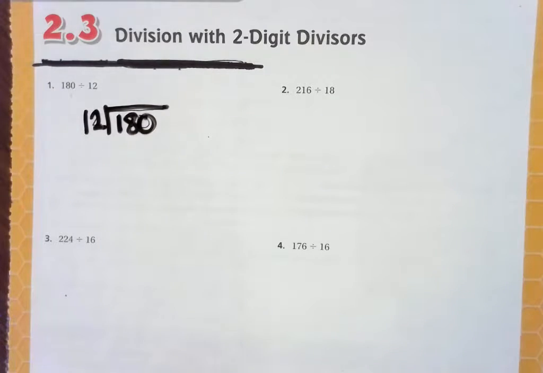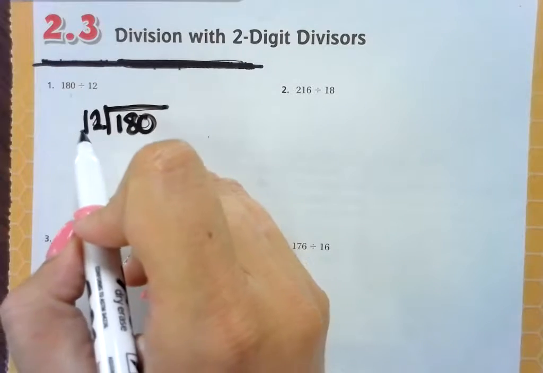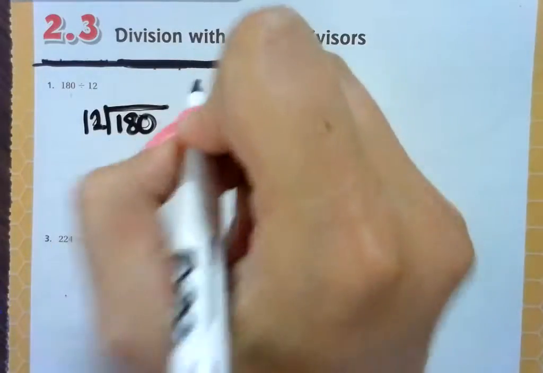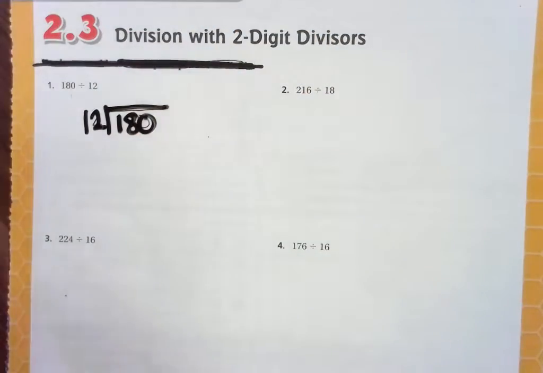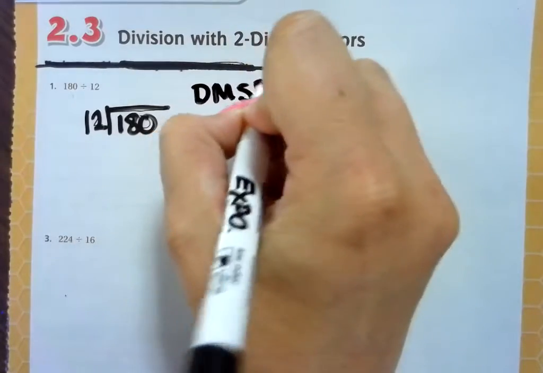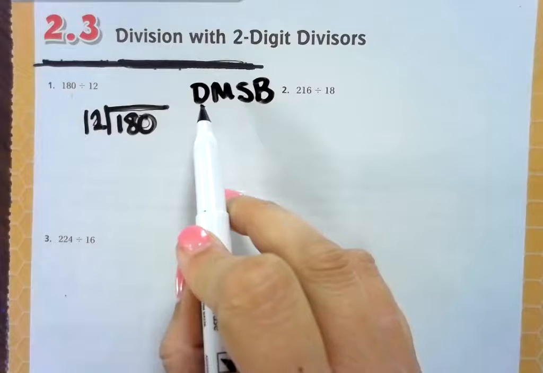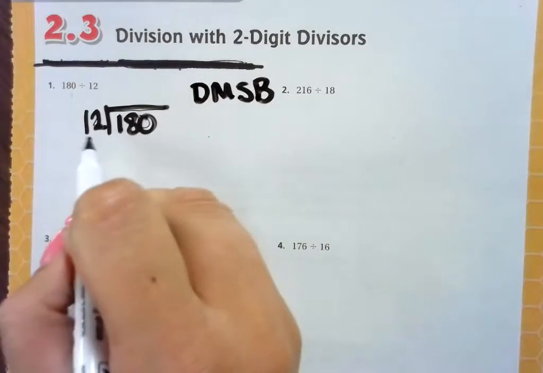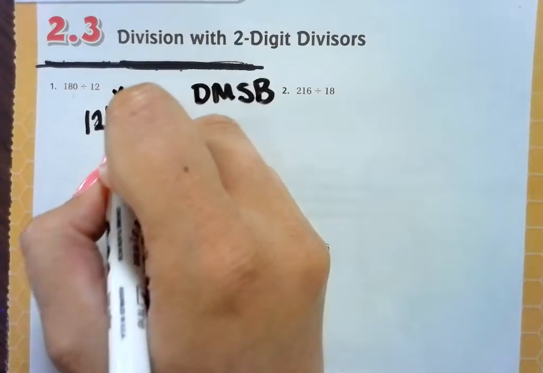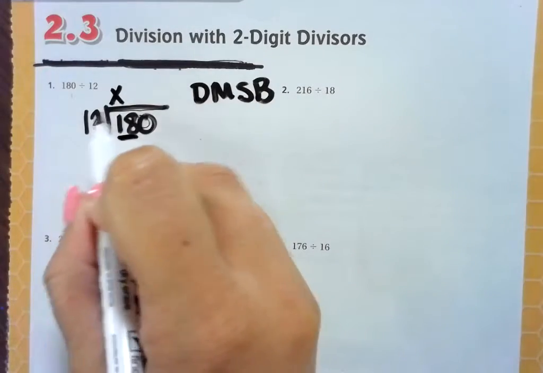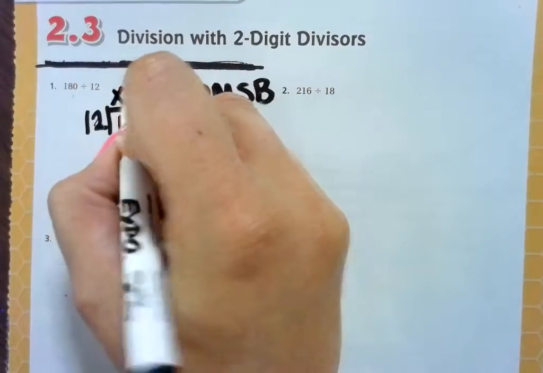Okay. I need to ask myself, how many times will 12 go into 1? I want you to remember to divide, we have our hint: divide, multiply, subtract, bring down. So remember DMSB: divide, multiply, subtract, bring down. So does 12 go into 1? No. So I'm going to put a placeholder up there to know that I'm now on 18. Does 12 go into 18? Yes, it does. It goes in one time.